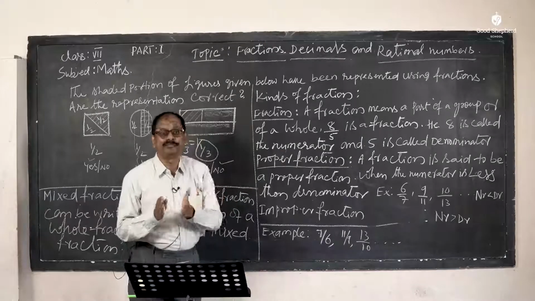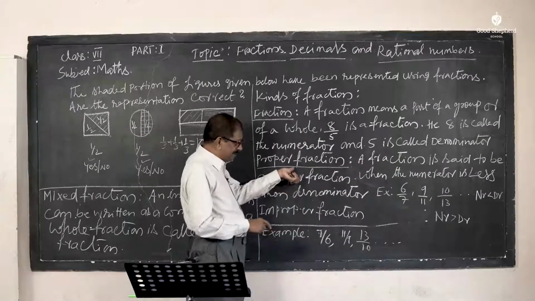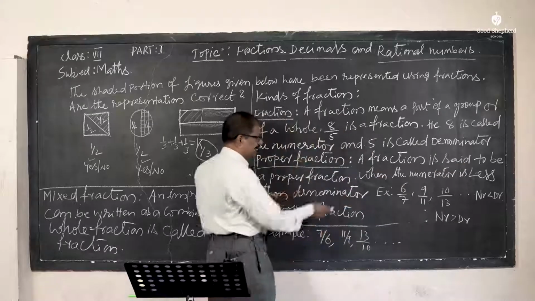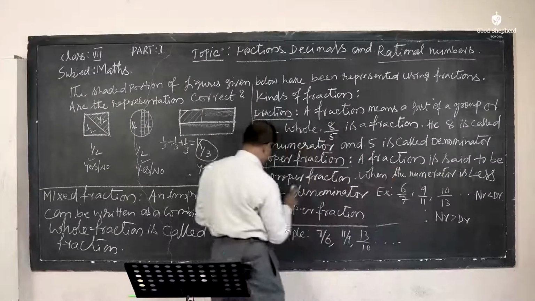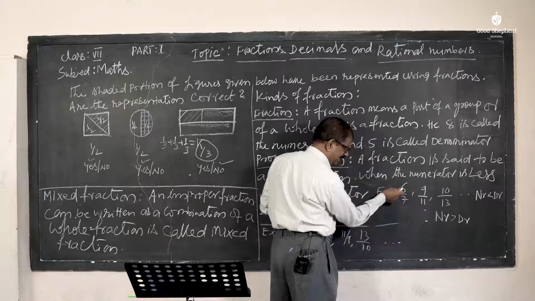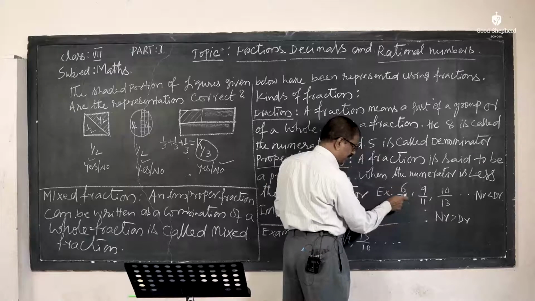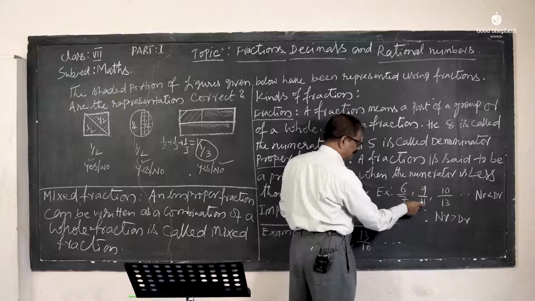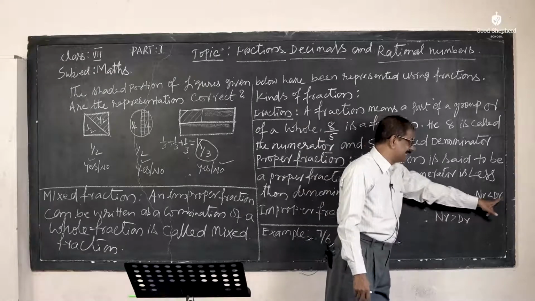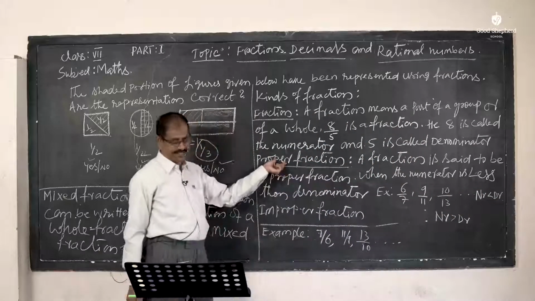He is asking about proper fraction, so listen very carefully. A fraction is said to be a proper fraction when the numerator is less than the denominator. The example I gave, 6 by 7. See, 6 is smaller than 7, and 7 is a bigger number. Also 9 by 11 and 10 by 13. The indication is that the numerator is less than the denominator. Such a fraction is called a proper fraction.